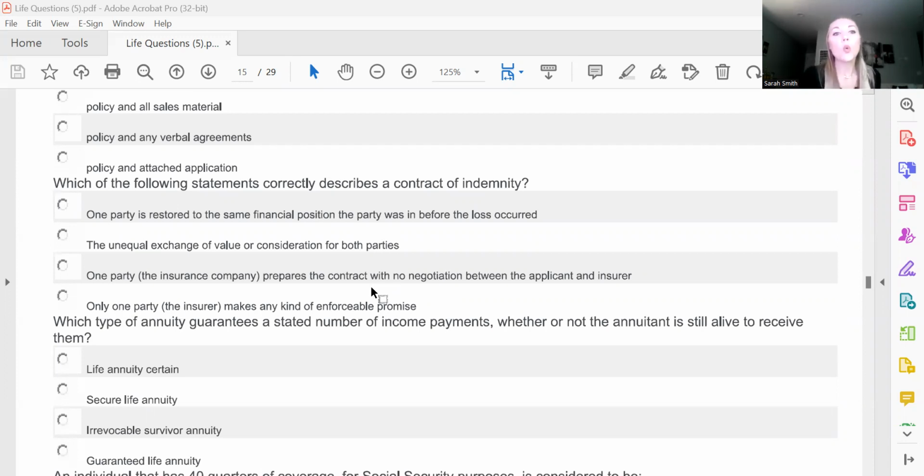Okay, y'all. Which of the following statements correctly describes a contract of indemnity? Now, indemnity is a term I would always stress during my class. If you do not know what indemnity means, you are probably not going to pass this test. Indemnity is what I like to call the definition of insurance. So that's your little hint. I'll let you pick which one you think it is.